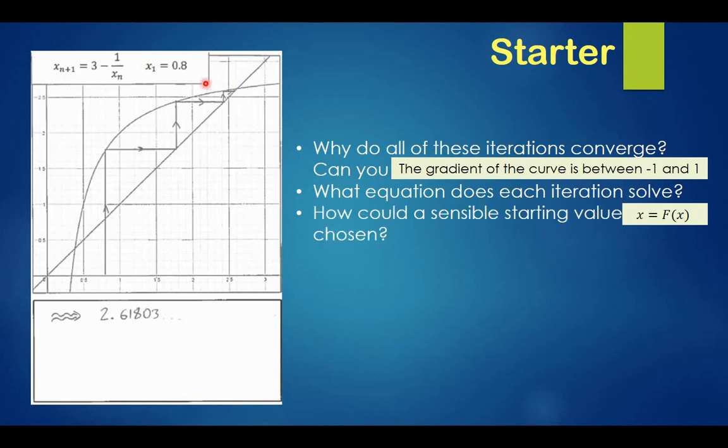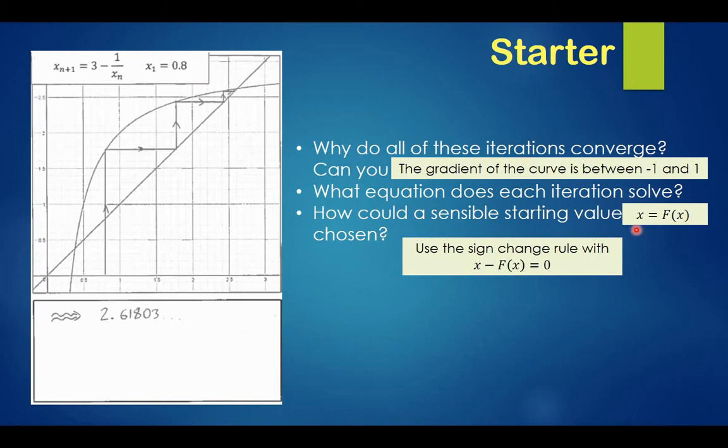How was this sensible starting value chosen? It was just given to us, but if you have to choose it, you could sketch the graph, or you could use a sign change rule. But with the sign change rule, you have to make sure you have rearranged your equation to make it equal 0 first.